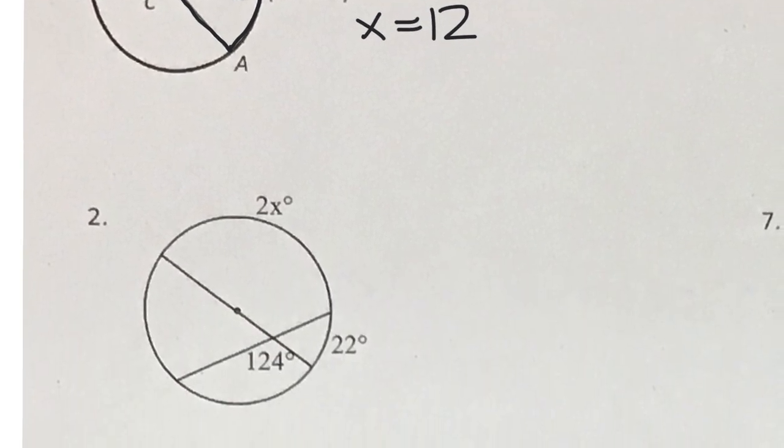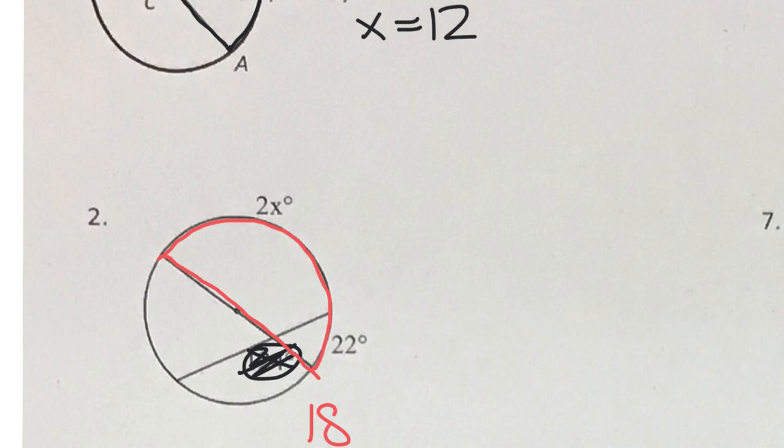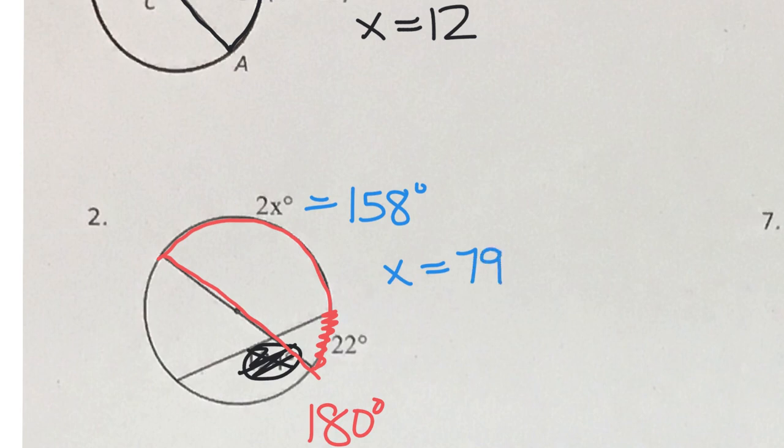Okay, the second one here, this 124 is a distractor. It's not important to our thing. We are not talking about interior angles. You need to recognize this line as being a diameter. So this whole entire half of the circle is 180 degrees. And if this much of our circle is 22 degrees, then 180 minus 22 is 158. So the angle 2x is equal to a 158 degree arc, and when you divide by 2, x comes out to be 79.